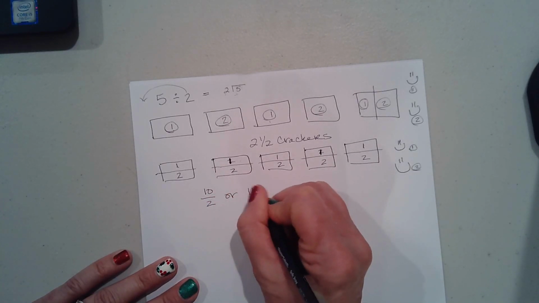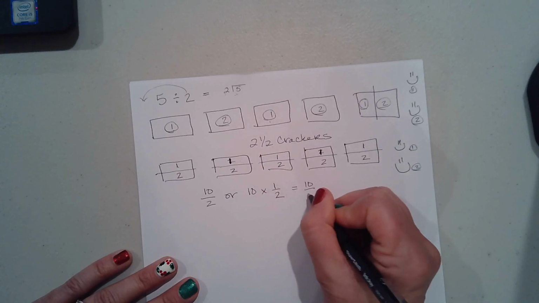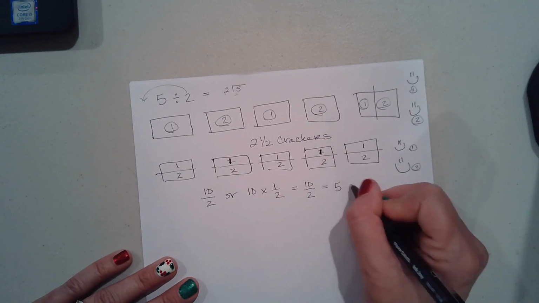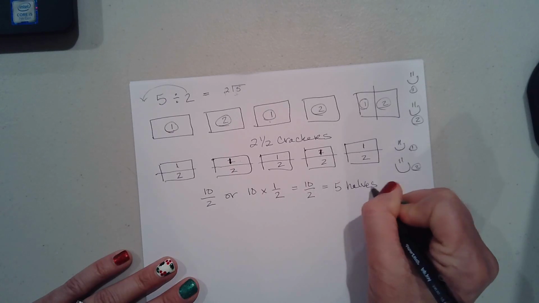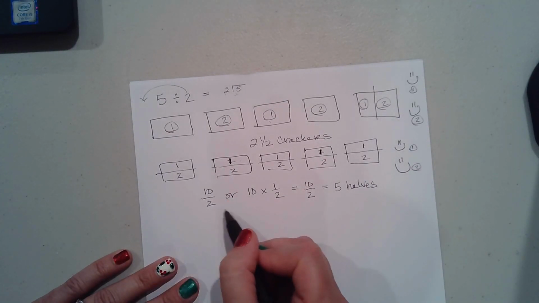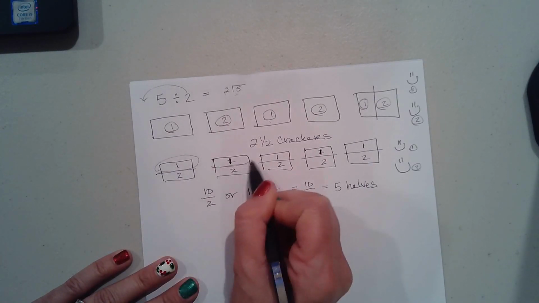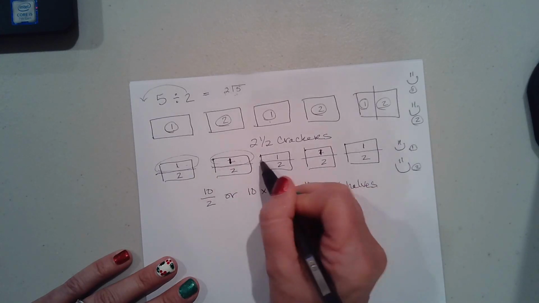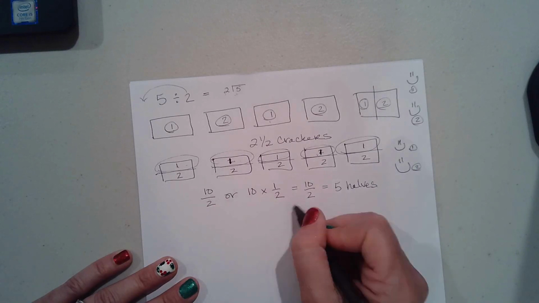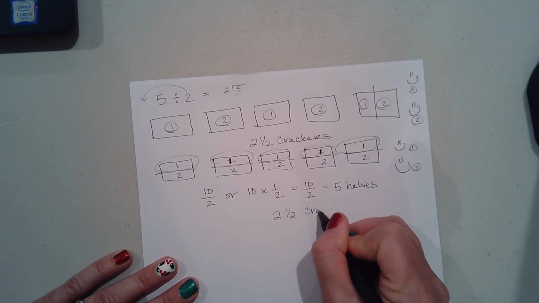Or I have 10 times 1/2, which is equal to 10 halves, which is equal to 5 halves, right? But if we put it all together, so what do we have? So this is 1. So half and half would make 1. Half and half would make 2.5. So we come back to the idea of 2.5 crackers all together.